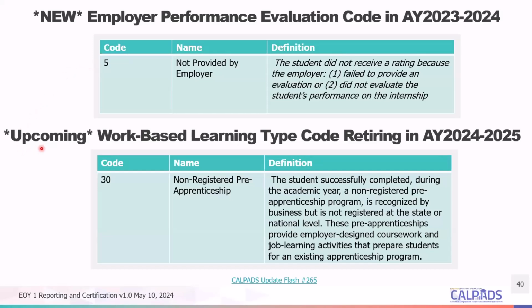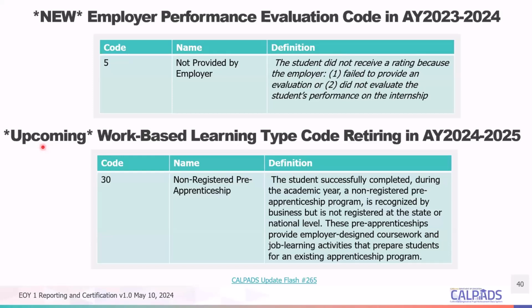This change on the bottom quadrant of the slide is not currently in effect. It is upcoming for the 24 to 25 academic year. And it is regarding the work-based learning type code 30. So the California State Board of Education removed the work-based learning type code 30 non-registered pre-apprenticeship program from use in the college and career indicator at their September 2023 meeting. Therefore, the work-based learning type code 30 non-registered pre-apprenticeship program is being retired beginning in academic year 24 to 25.